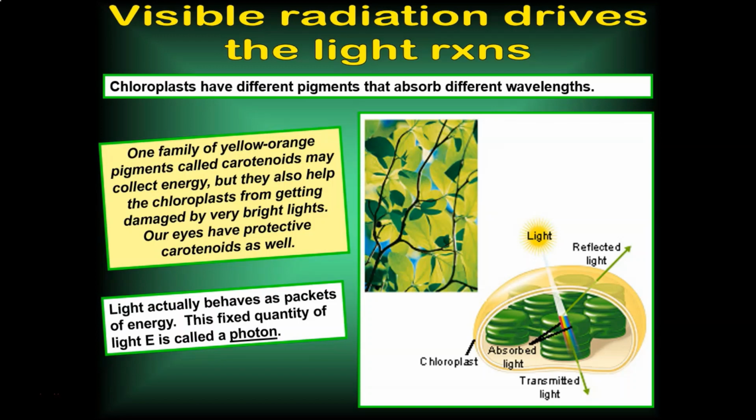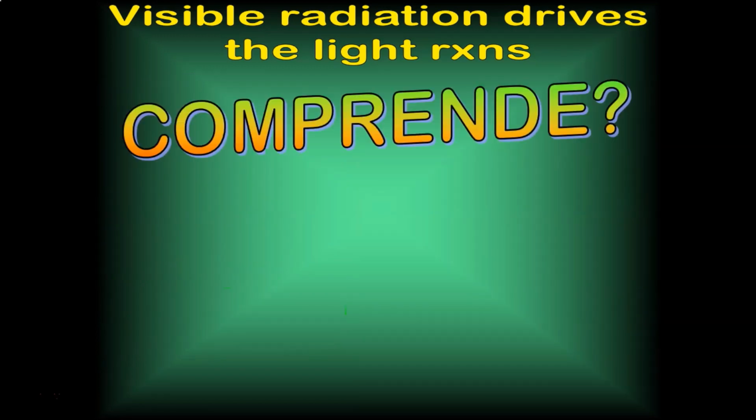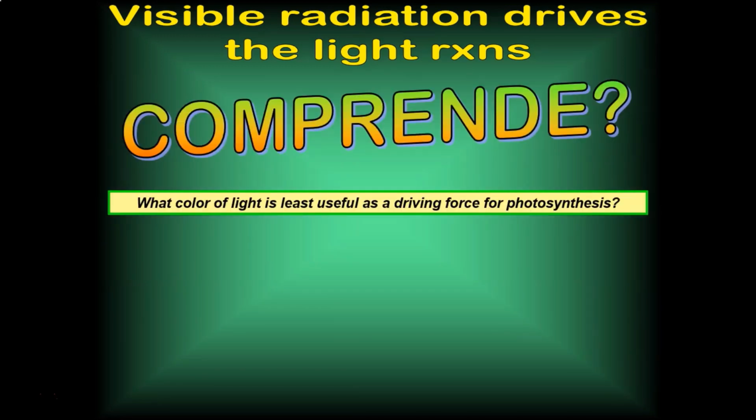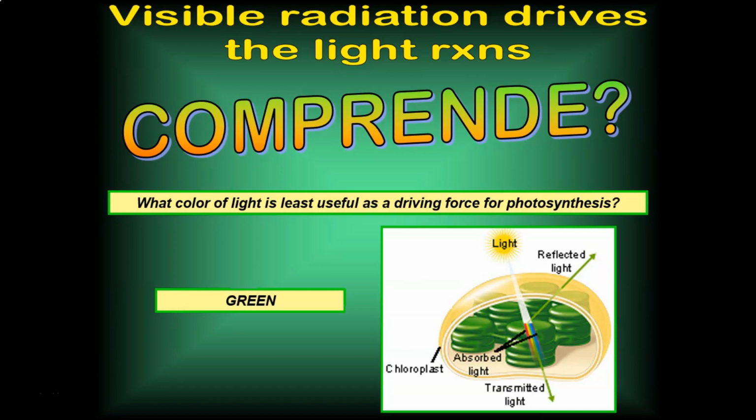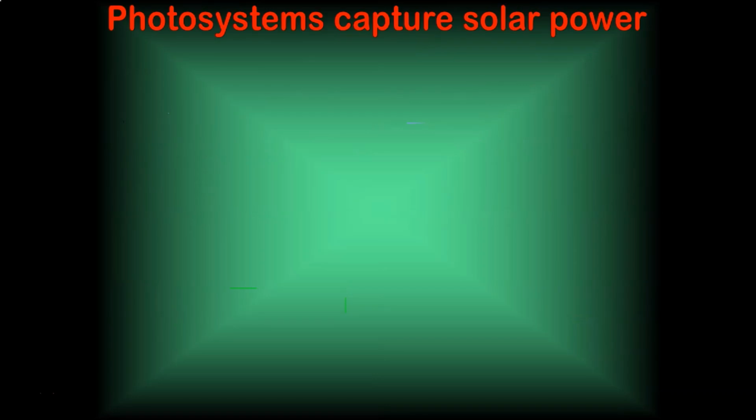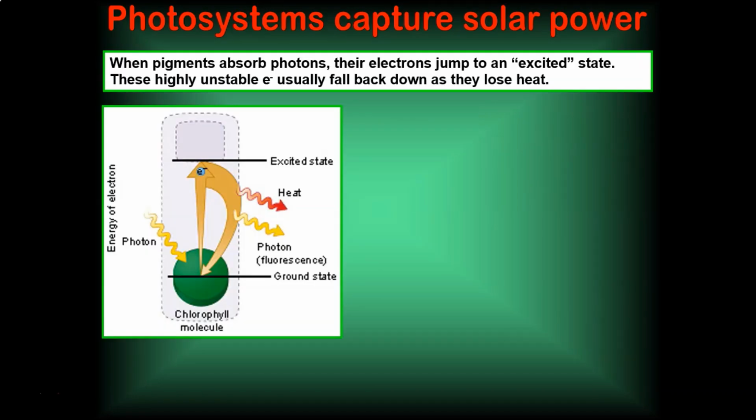All right. So just recapping, what color of light is least useful as a driving force for photosynthesis? Green, right? Because most plants are green, and that color is not as useful as other colors would be. All right. So next up, we have to talk about photosystems and how they capture solar power.